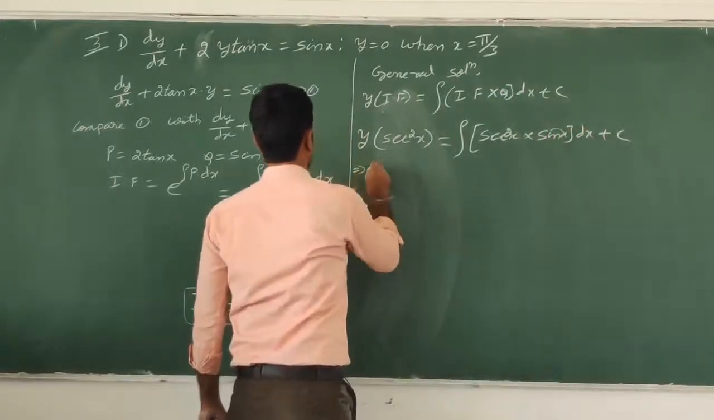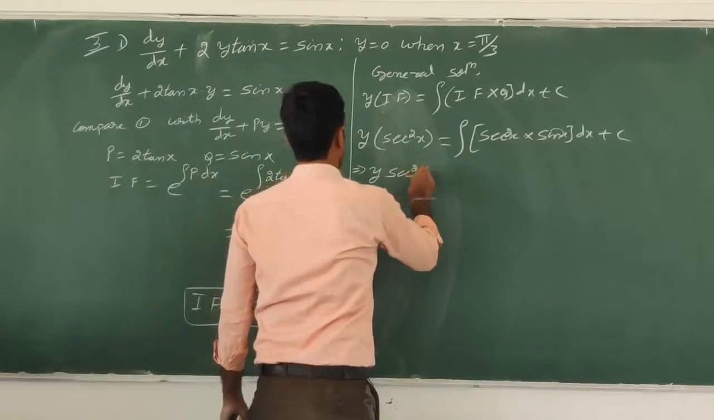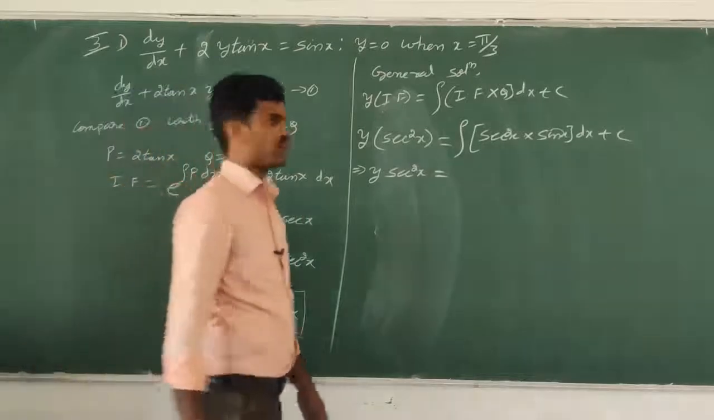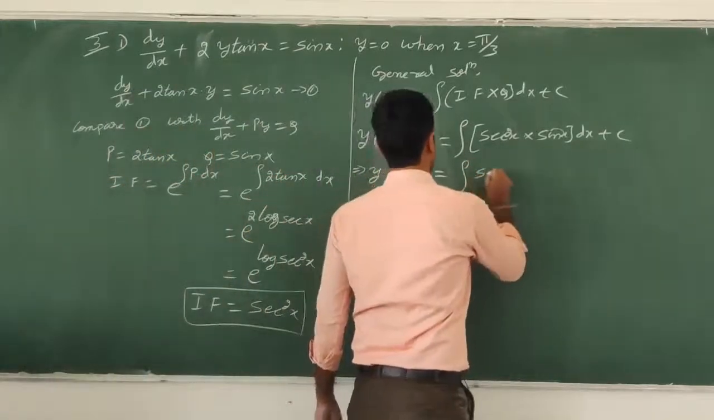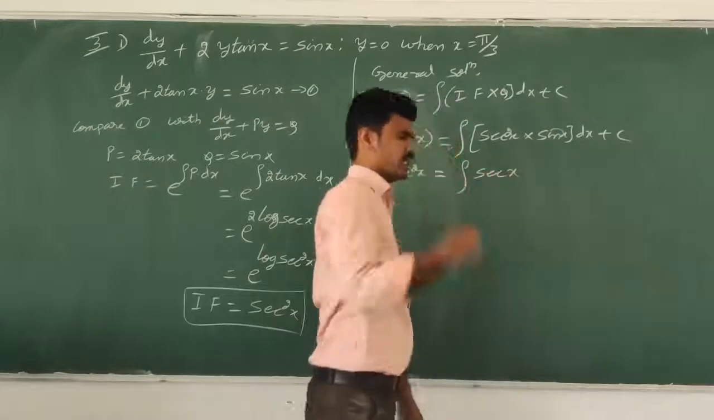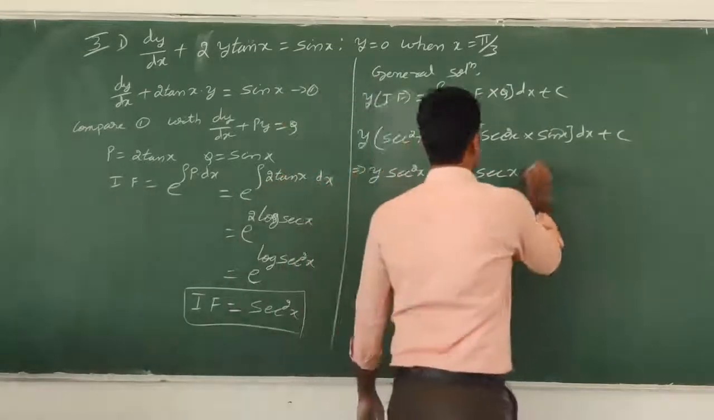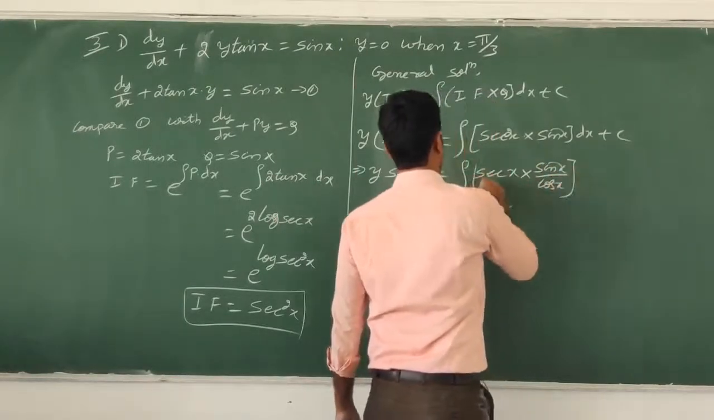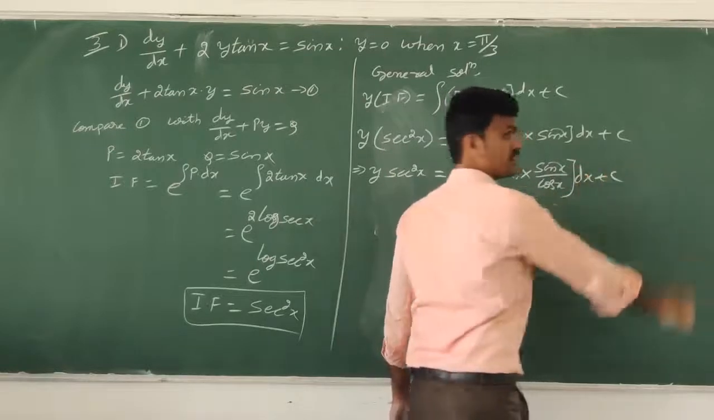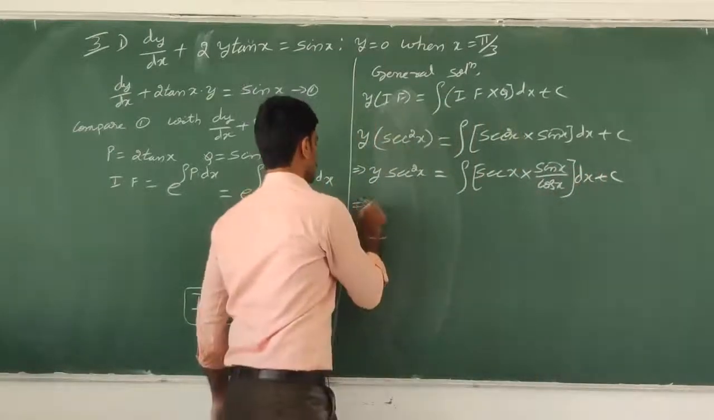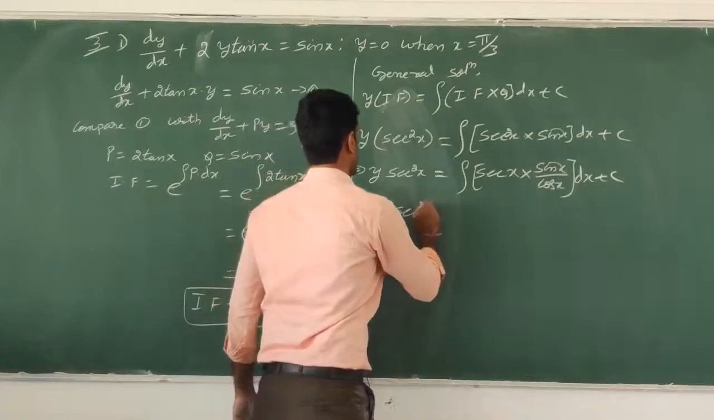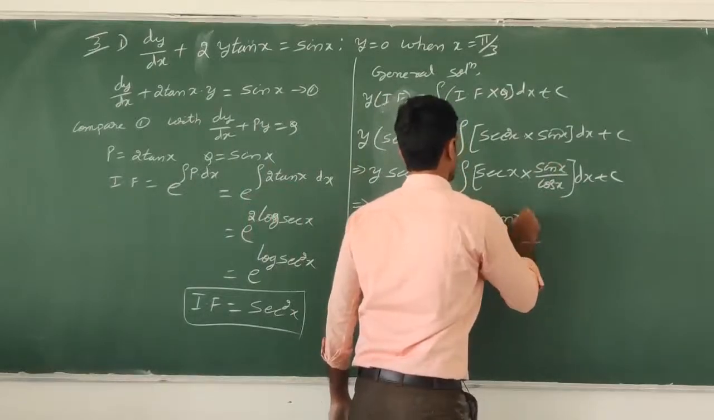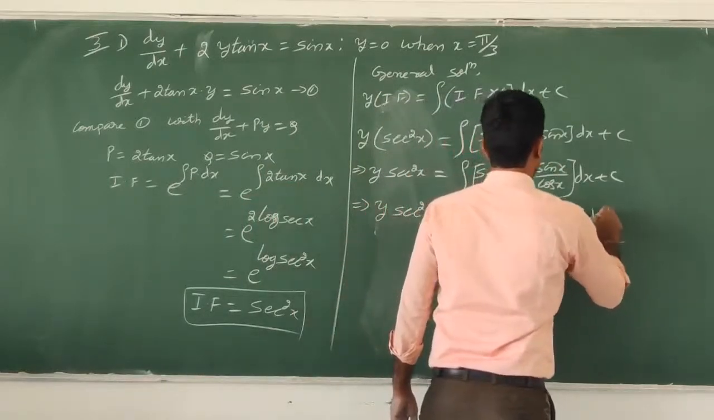So this implies that y into secant square x is equal to, now secant square x is secant x into secant x. Secant x can also be written as 1 by cos x. So secant x into sin x by cos x, whole dx plus c. Now this implies that y into secant square x is equal to integration of sin by cos, which is tan x, into secant x into dx plus c.